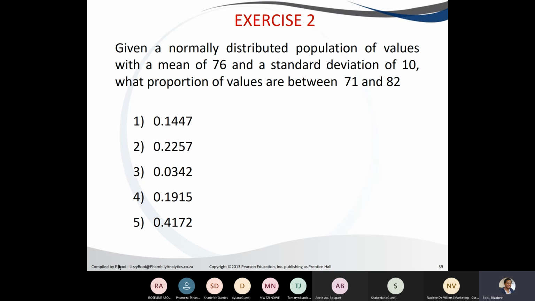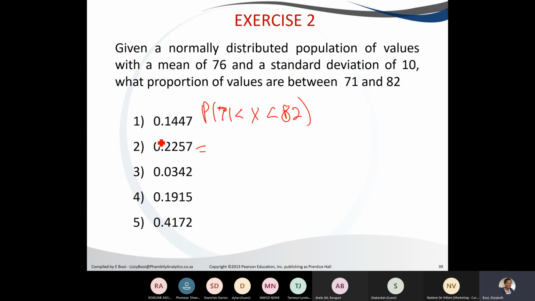Okay. Seems like you guys understand this part. You all are getting everything right. So we need to find the probability of between. So we find the probability that X lies between two values, 71 and 82.